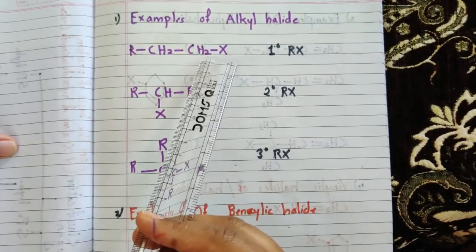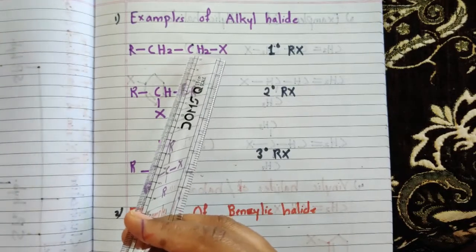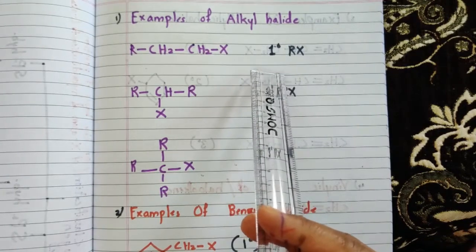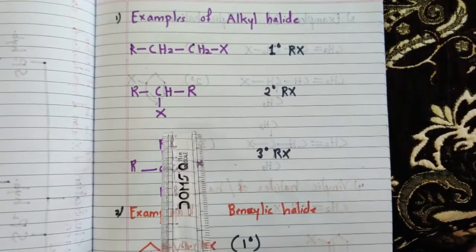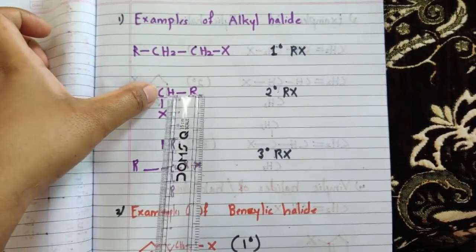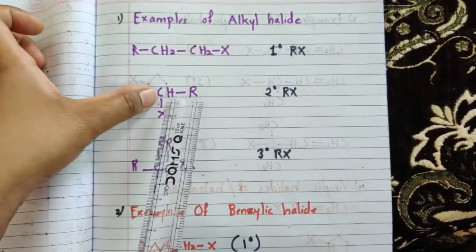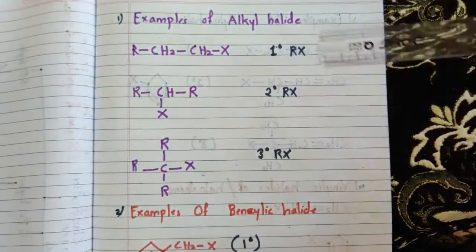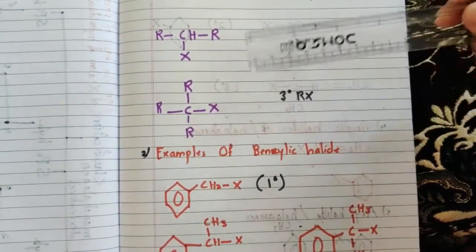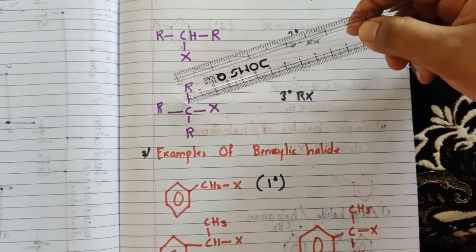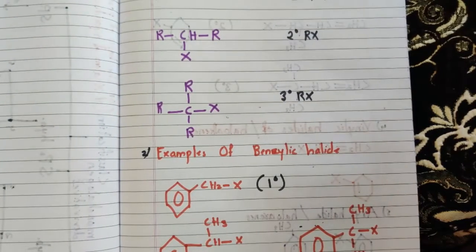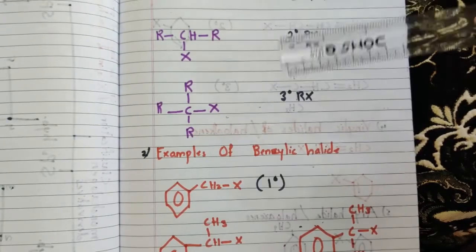The halogen is bonded to such carbon which is bonded to only one other carbon atom. That is why it is called as primary alkyl halide. I hope you all remember what is primary, secondary and tertiary carbon. If your halogen is bonded to a secondary carbon, that is the carbon that is bonded to 2 other carbon atoms, you will get what? Secondary alkyl halide. If the halogen is bonded to a carbon that is bonded to 3 other carbons, that is your tertiary carbon, you will get tertiary alkyl halide. Okay, so alkyl halides can be of 3 types: primary, secondary and tertiary.